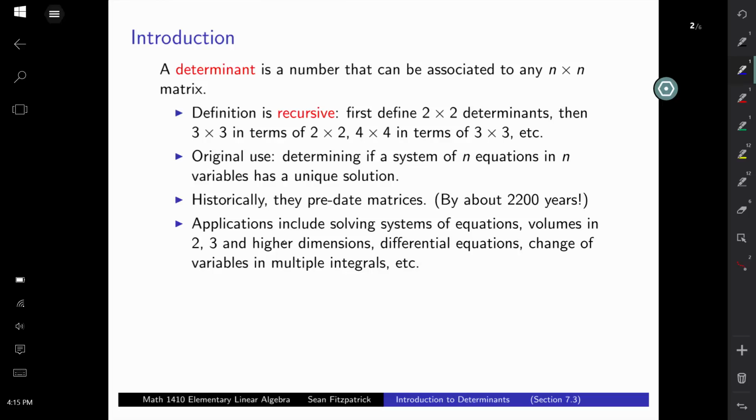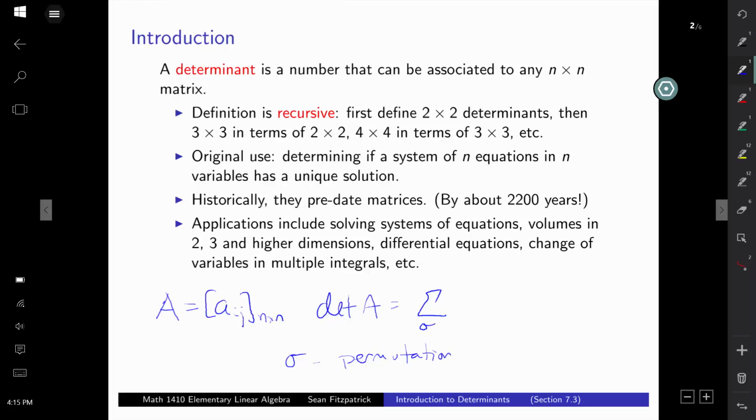I mentioned there is a formula, and just to convince you that we don't want the formula. Okay, so if I give you an n by n matrix Aij, one way to define the determinant of A is a sum over all permutations sigma of the entries. It'll look like this: A1 sigma of 1, A2 sigma of 2, down to An sigma of n. A permutation is just some sort of reordering of the numbers 1 through n.